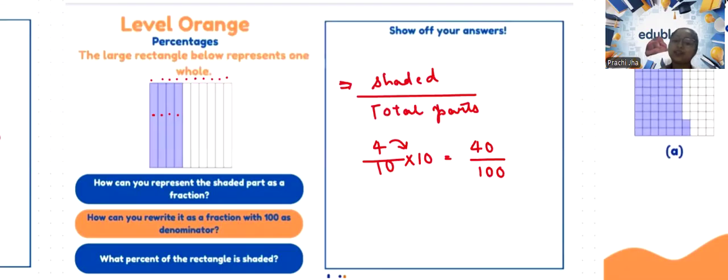So what percent of the rectangle is shaded? Easy peasy lemon squeezy, right? It's 40 over 100, which is nothing but 40%. Great job. We are doing wonderful. We are literally doing great.